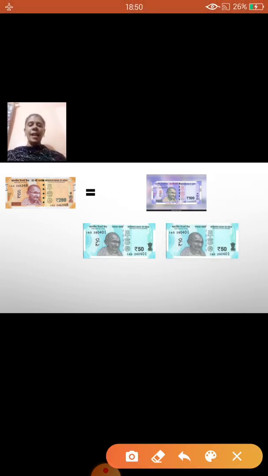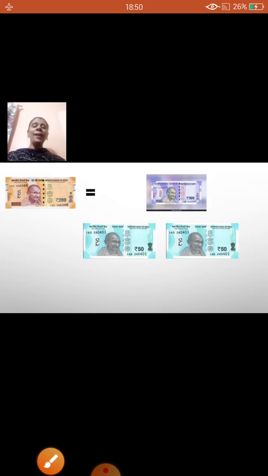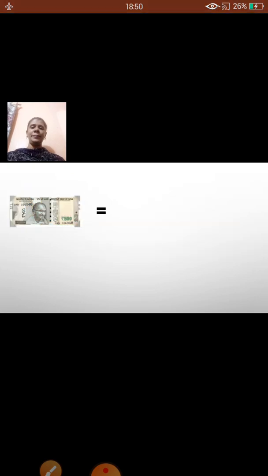Okay. Now let us count. 100. 100 plus 50 will be 150. And 150 plus 50 will be correct, 200. That means one 100 rupee note and two 50 rupee notes make 200 rupees. Understood? One 100 rupee note and two 50 rupee notes will make 200. A 200 rupee note will also make 200.